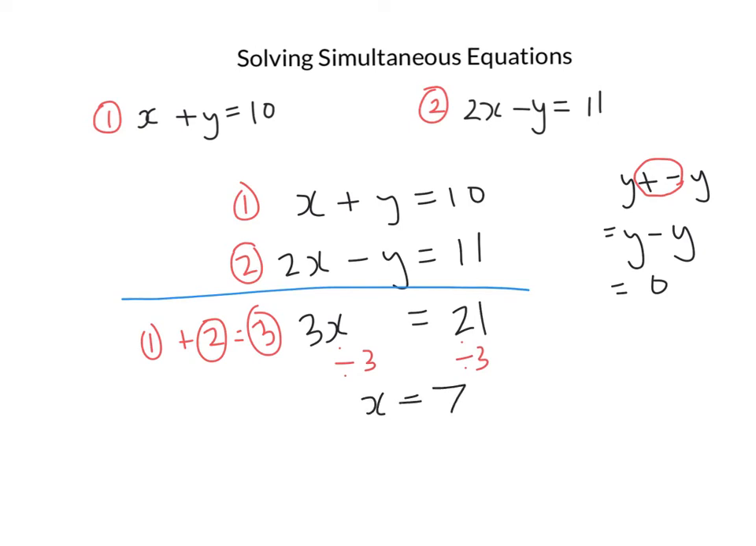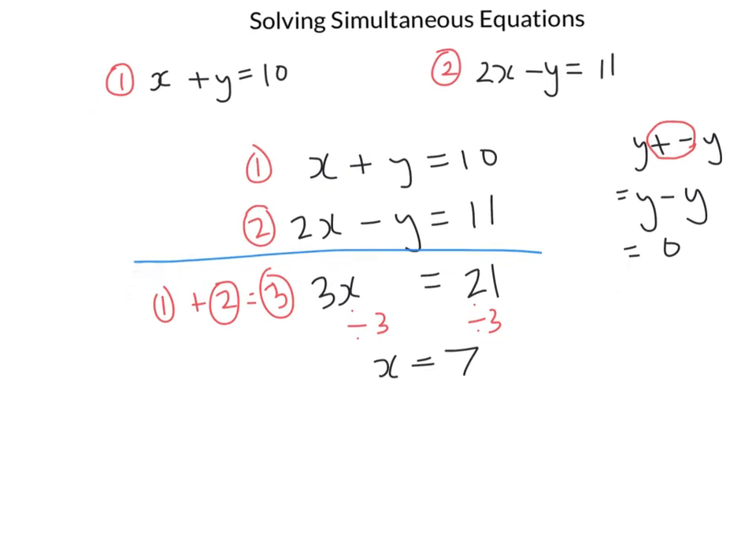Now remember, that's only part of the solution. That only tells us what the x value is. So we need to go back and get the value of y. You need to go back and look at the original equations. Choose whichever equation looks the simplest, which is equation 1.